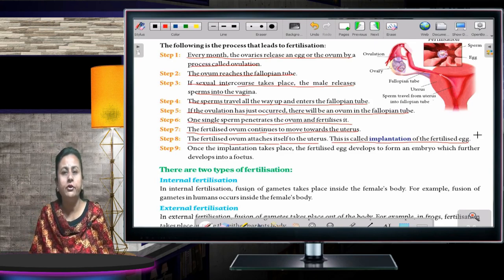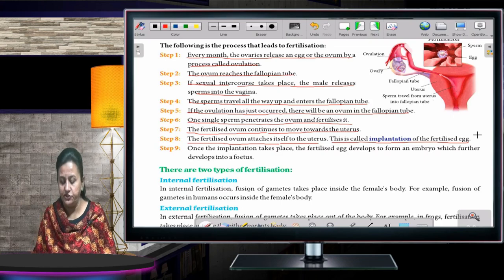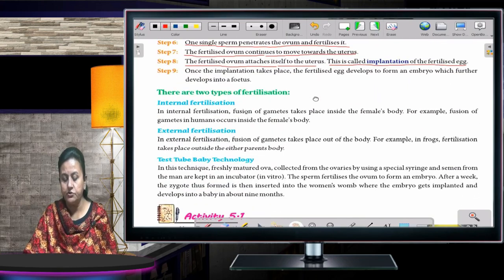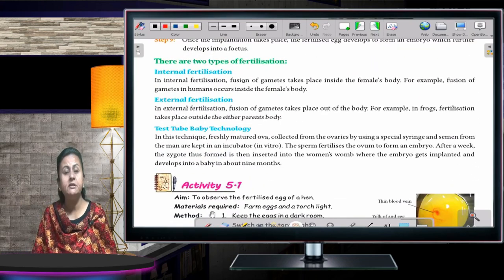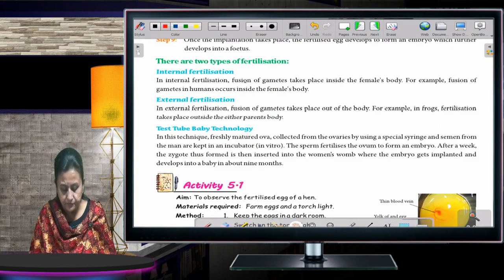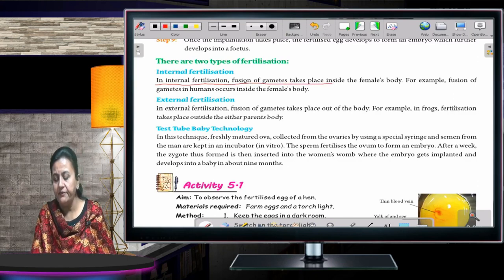Now, I'll tell you about different types of fertilization. First is internal fertilization. As you can see on your screen also, the name is internal. Internal means inside. In internal fertilization, fusion of gametes takes place inside the female's body.